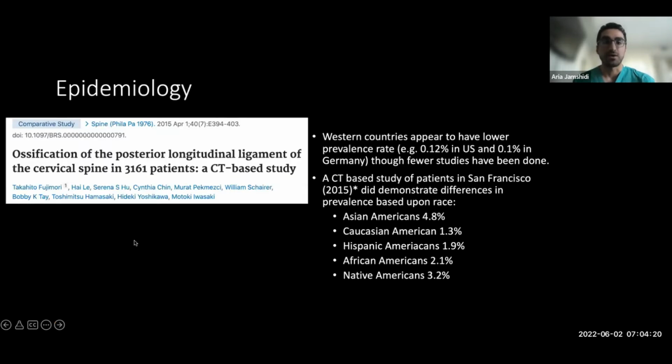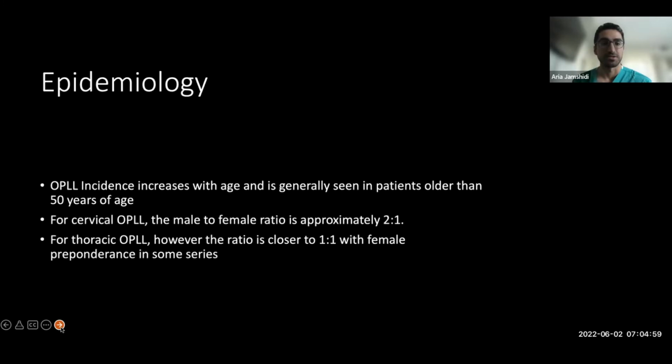However, looking at our own country, this was an interesting study done in San Francisco in 2015, looking at differences in incidence rates amongst the population there. You can see that in Asian Americans there's an increased incidence of 4.8%. You've got to remember that it can also happen in other groups. Caucasian Americans, they reported an incidence of 1.3%, as well as Hispanic Americans and African Americans. So it's not exclusively a disease of East Asians or Japanese, as we initially had thought early on when we were first researching this pathology.